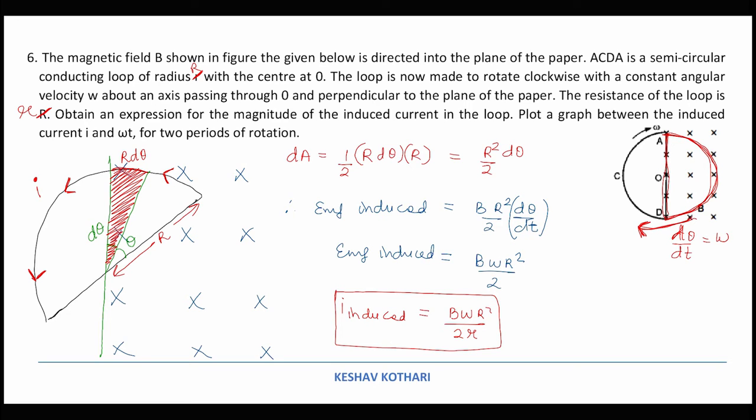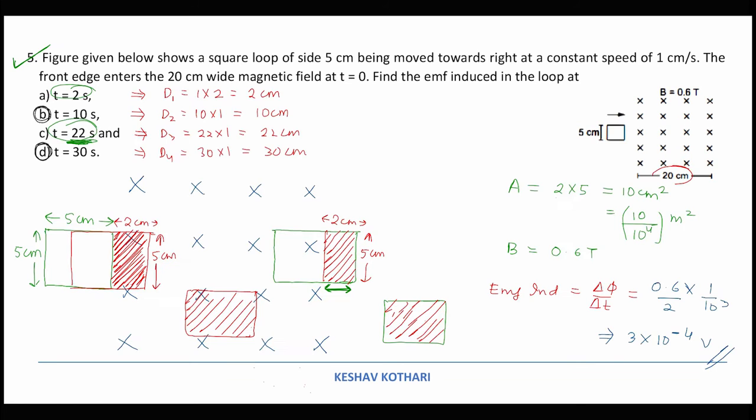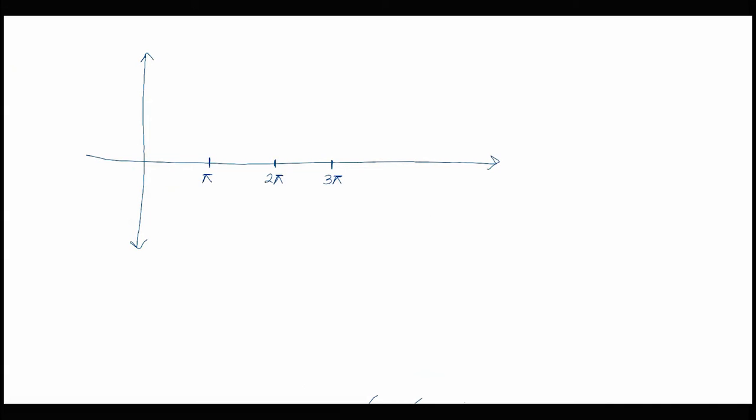So if I draw a graph between the induced current and the value of omega t, we can say it in this way, that if we mark the notable points, the graph is going to be in this way: when it is rotating by value pi, the value is positive. For another pi, that is till 2 pi, the value is negative. For another pi, the value is positive, and then for another pi, the value will change again.